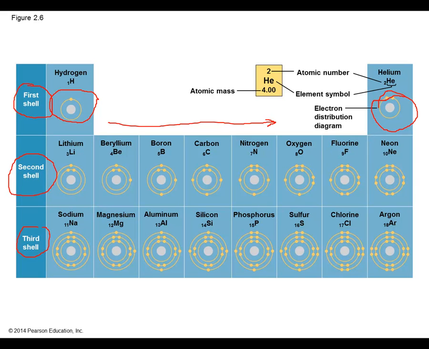So if you look at lithium, it has 3 electrons, and 2 of those are in the first shell and 1 is in the second shell. And if you move all the way across, left to right, you add one electron at a time till you get to neon. And neon has a completely full second shell which holds 8 electrons.